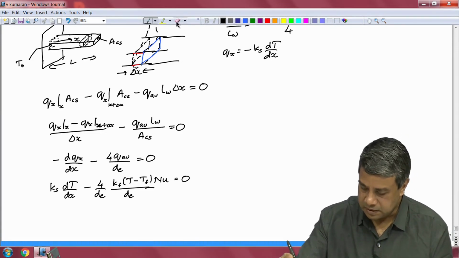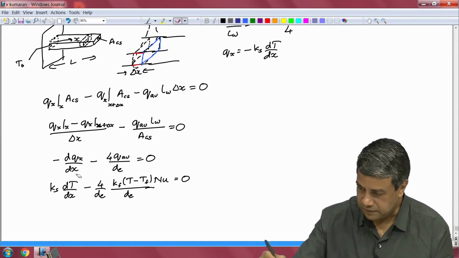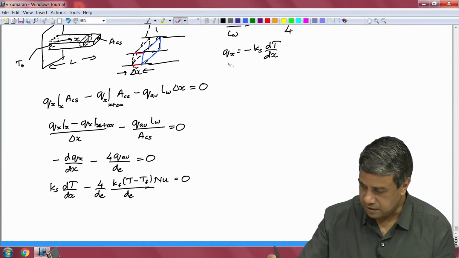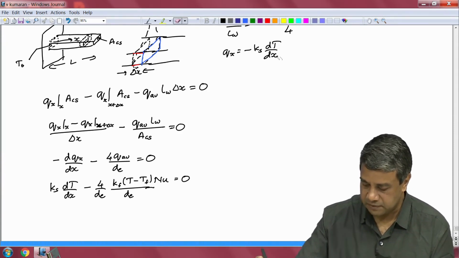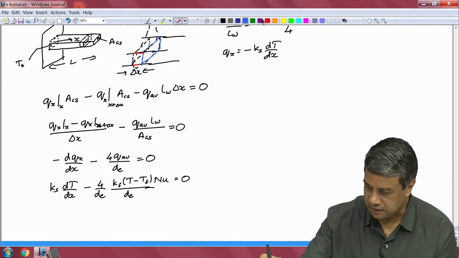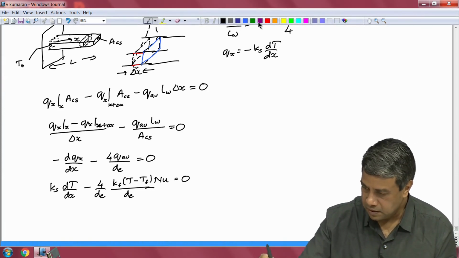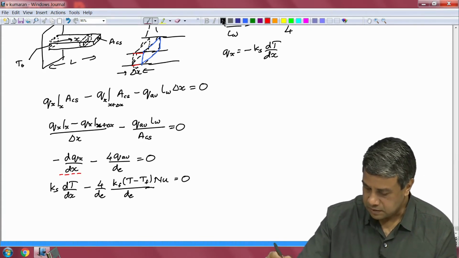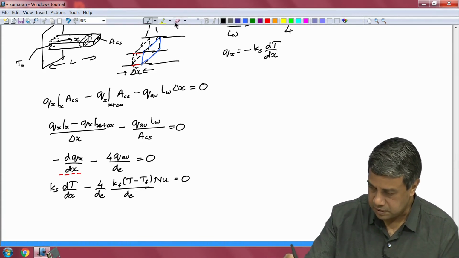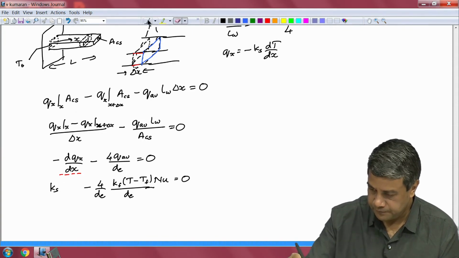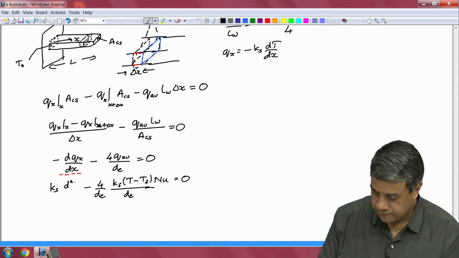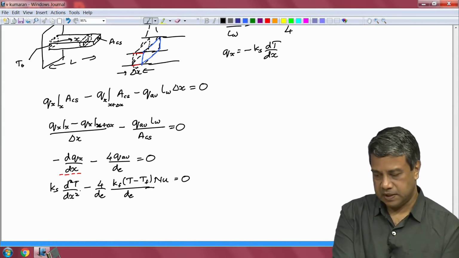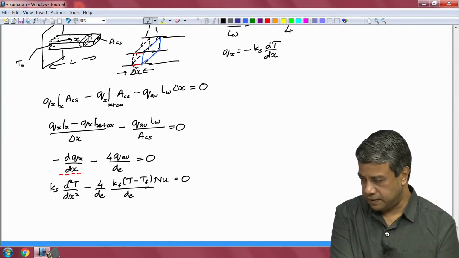I made a mistake here. It should be the second derivative, because the flux itself is proportional to the first derivative, and here I have the derivative of the flux. So, this thing ought to be the second derivative.